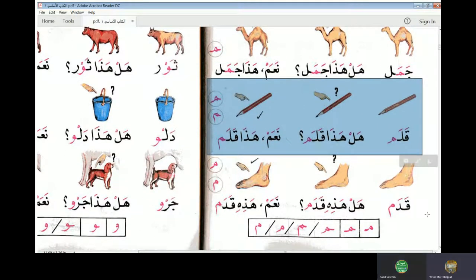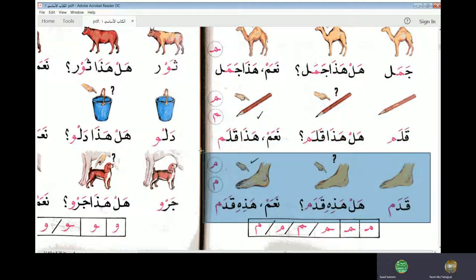Alam. Hal hadha qalam? Naam hadha qalam. Pen. Is this a pen? Yes, this is a pen. Adam.